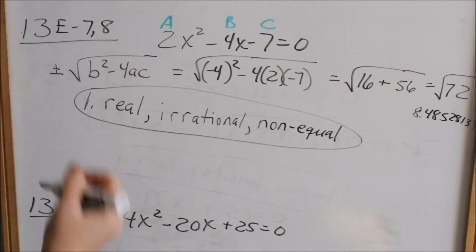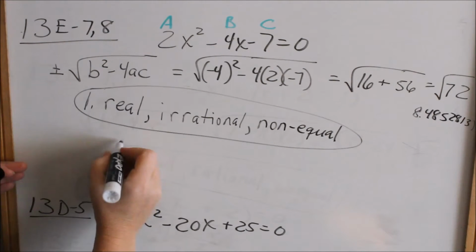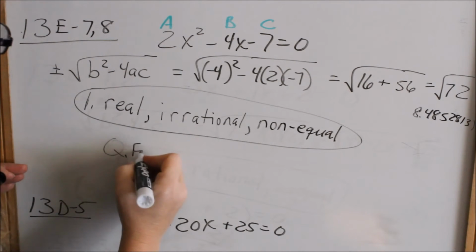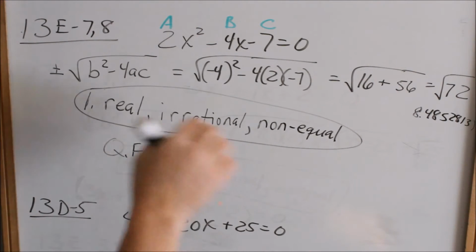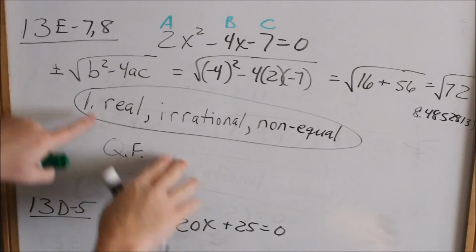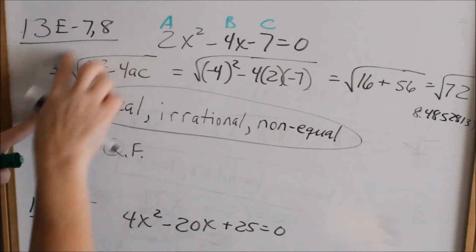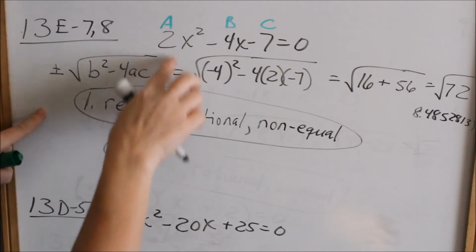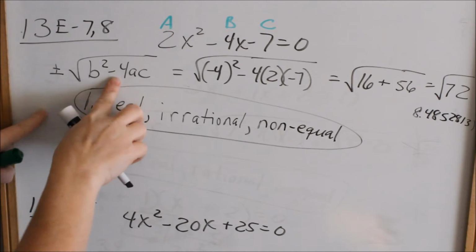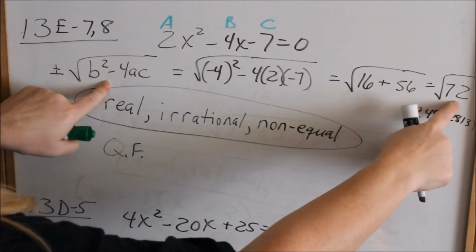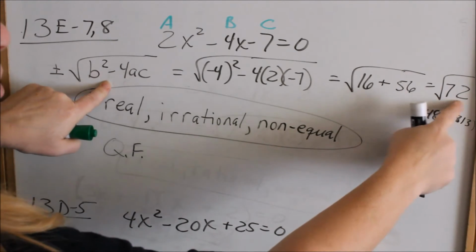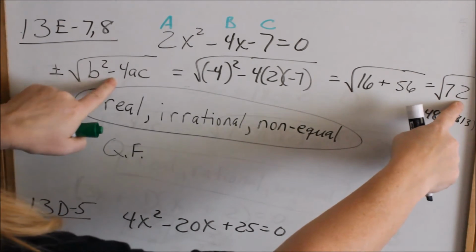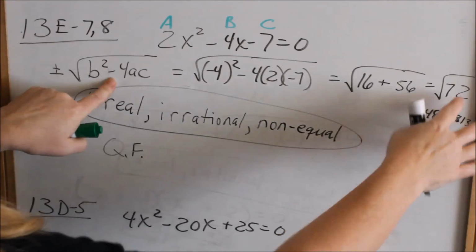Then for number 8, they want you to solve it, so you can go back to the whole quadratic formula to find out what exactly your solutions are. The good thing is when you solve these, you have already done part of the quadratic formula. You've already done this part. So when you plug it in, you already know that this is going to be plus or minus square root of 72. Don't make it harder on yourself. Just take this and put this back in for b squared minus 4ac. You've already done that work.